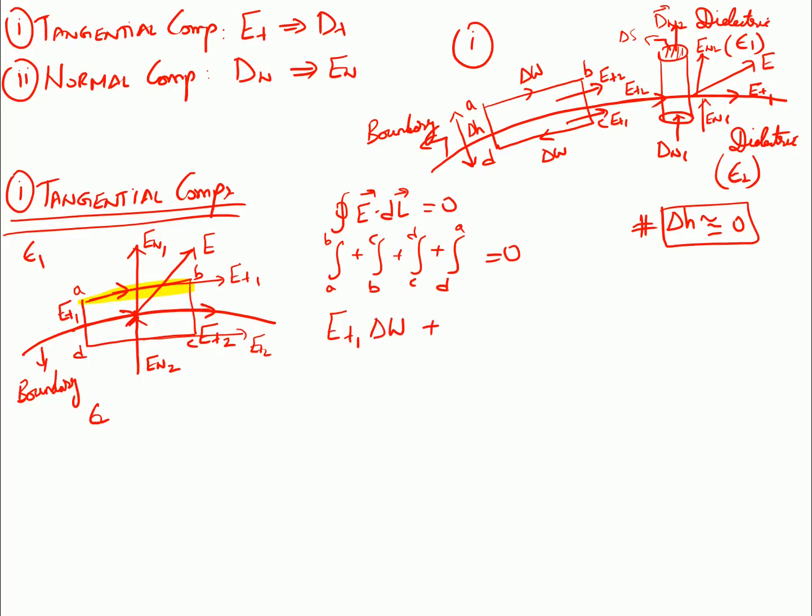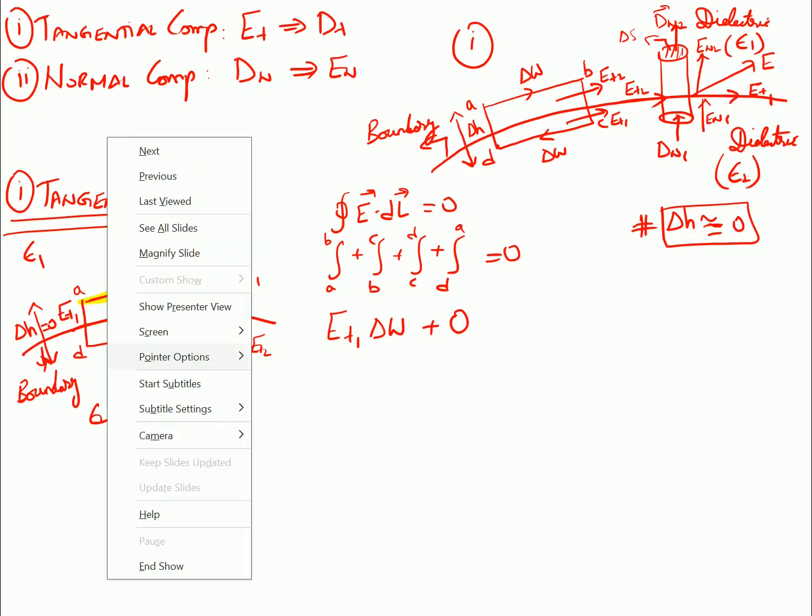Then we are moving from B to C. Now this is the path, so we are moving in the opposite direction to the normal. But you have to remember that in this scenario delta H is 0, because it's a very small height, or it is approaching 0. So in this case, when we move from B to C, automatically En multiplied by delta H will be equal to 0. Then we are moving from C to D.